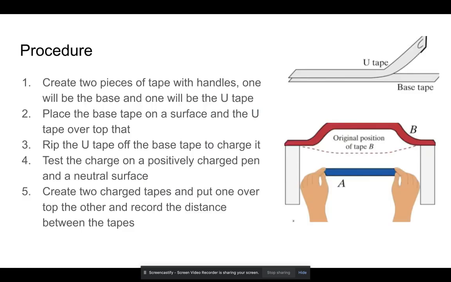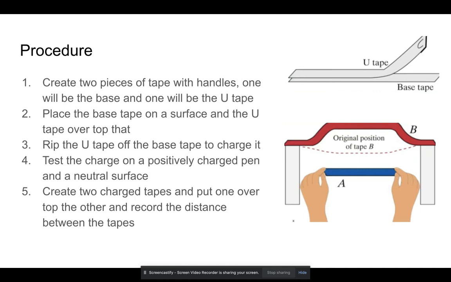For the procedure, we had to take two pieces of tape with handles. One would be the base and one would be the U-tape. We'd place the base tape on a surface and the U-tape over that. We'd rip the top tape off the base to charge it, and then we tested the charge on a positively charged pen and a neutral surface to make sure it was a negatively charged tape.